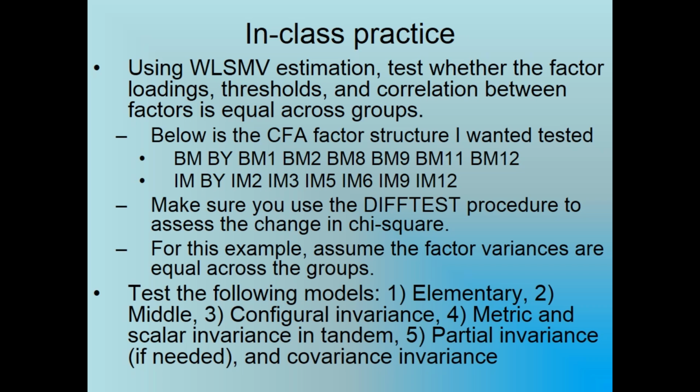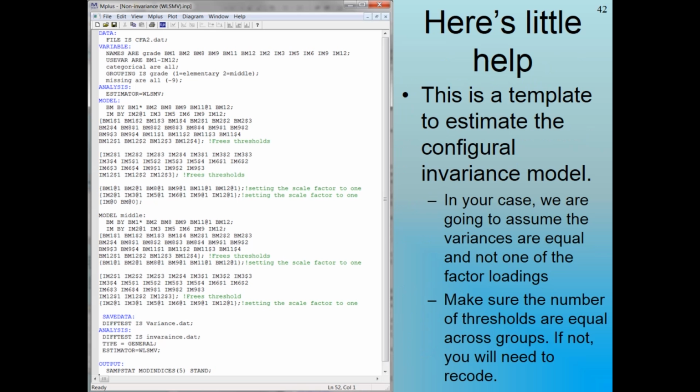Just like before, for our second sample, in this case our middle school teachers, we need to estimate the factor loadings and the intercepts. Here it's done within brackets. So you can see here BM1$1 means estimate the first threshold for BM1, BM1$2 means estimate the second threshold for BM1, and so forth. So you want to estimate all our thresholds.